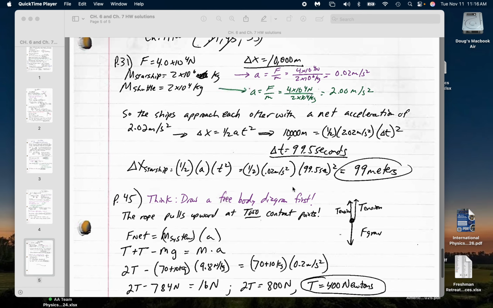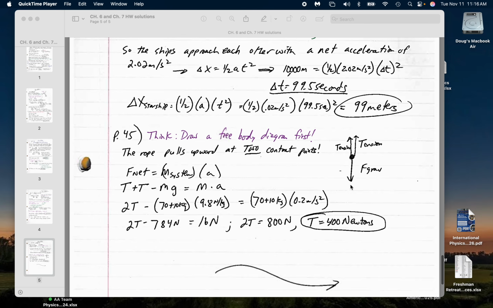So for number 45, you have an object. This is called a bosun's chair. And the person is sitting in the chair, the rope is connected to the chair, and the person's pulling on the rope, and they want to accelerate themselves upward. So the total mass of the system is 70 kilograms for the person, 10 kilograms for the chair, so that's 80 kilograms. They want to accelerate up at 0.2 meters per second squared. So the net force is going to be m system times acceleration. That's this, 80 times 0.2.